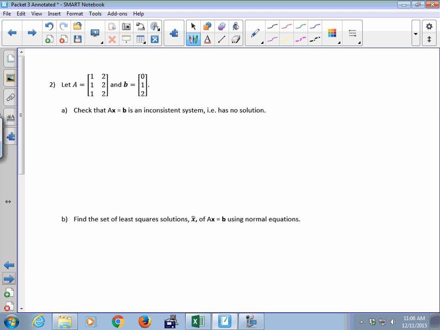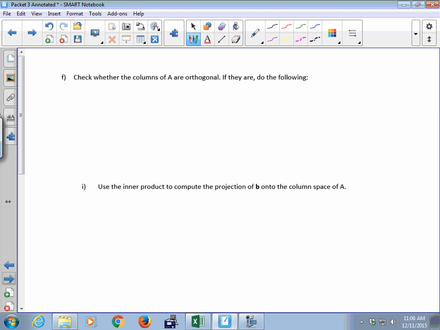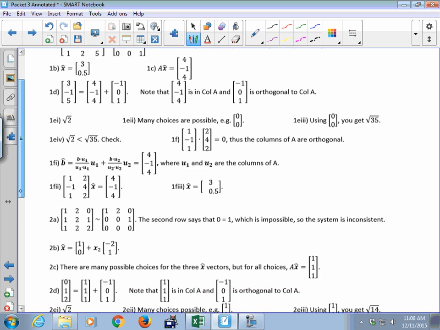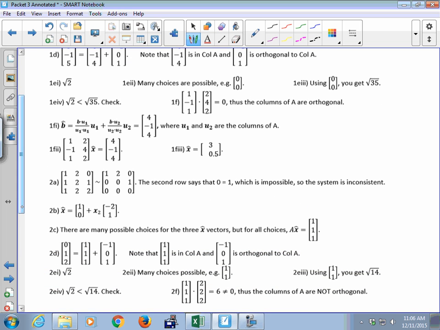Sorry, I made a typo in the answers and I fixed it. It's right here: number 1, part F, part 3. In your packet, it says -1/2. It should be positive.